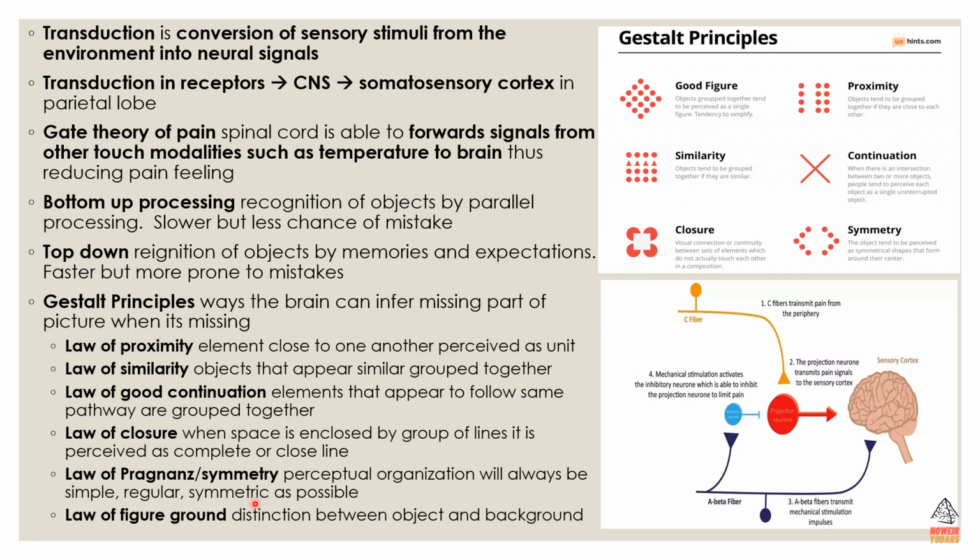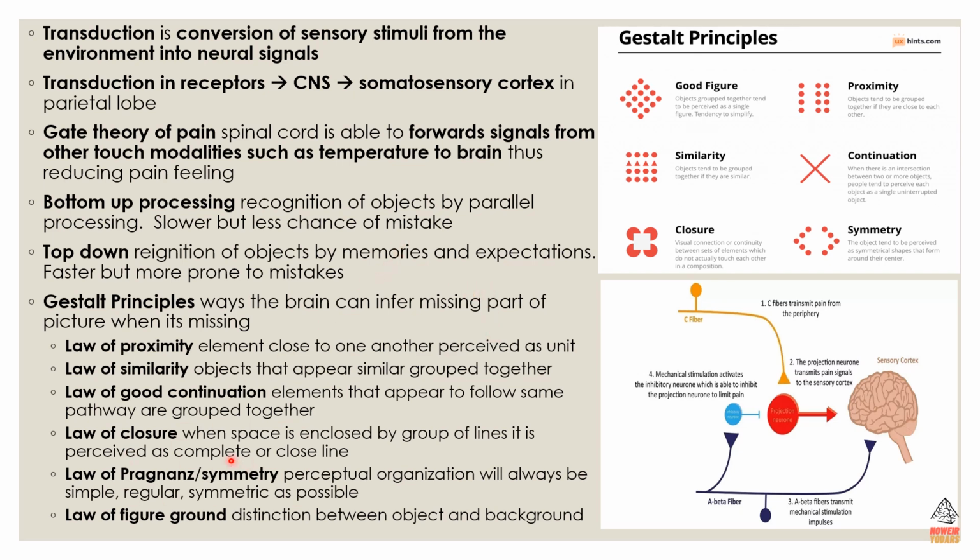Next, you have the law of good continuation. Elements that appear to follow the same pathway are grouped together. For instance, you have a wavy line that's broken up into segments, but we perceive the line as continuous despite the interruption. We fill in the information, so although it's broken up, we still see it as a continuation.